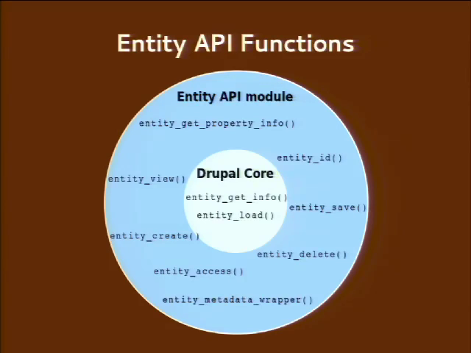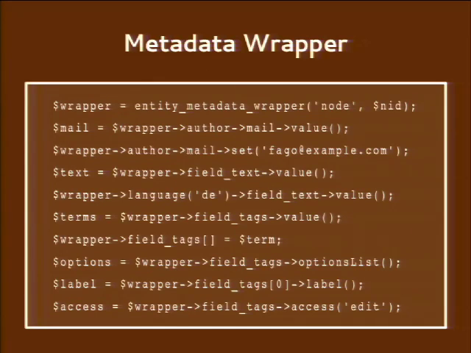These wrappers are basically helper objects that make it easier to interact with entities and make use of all of that functionality by wrapping the entity object into another object. It basically works that way, as we see in the first line. You create the wrapper by using the entity metadata wrapper function, tell the function which entity type you want to wrap, and you pass to it the entity ID or the full entity object. And you will get a wrapper, and you can work just with the wrapper.